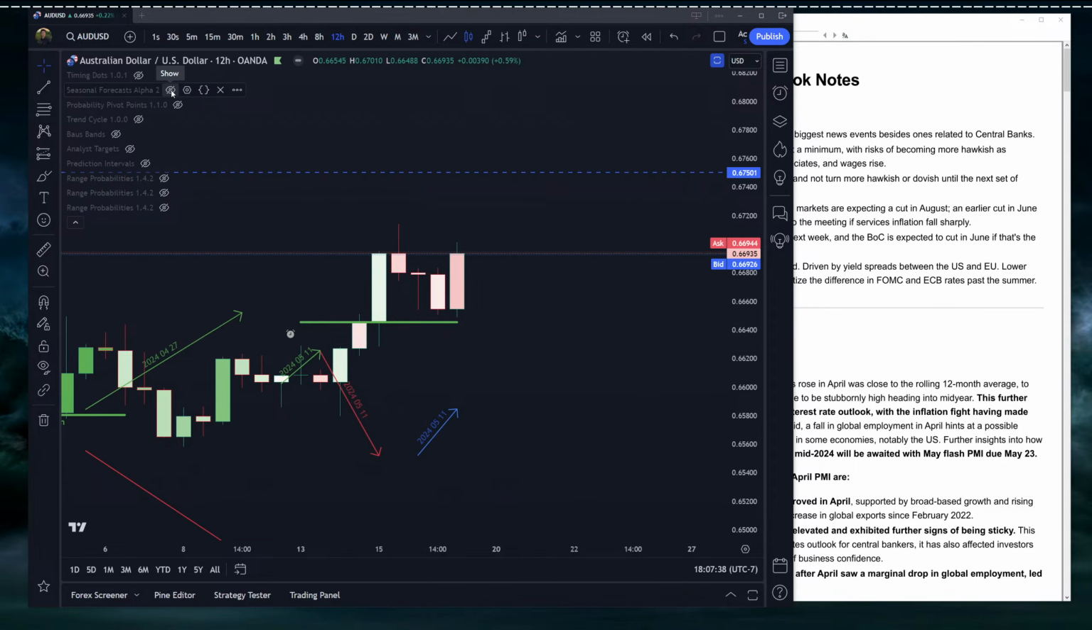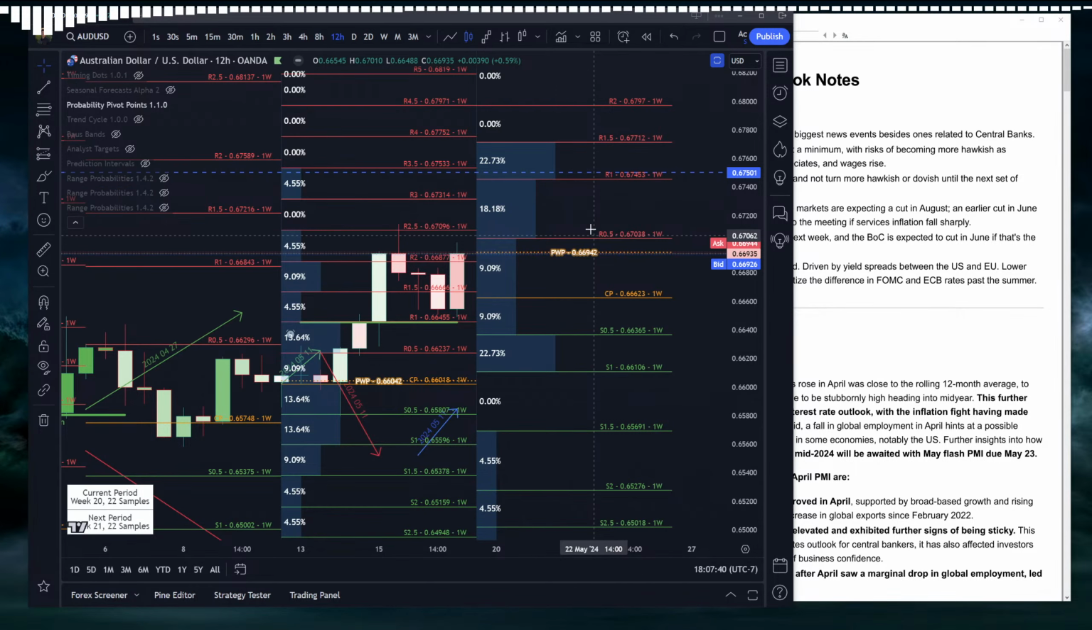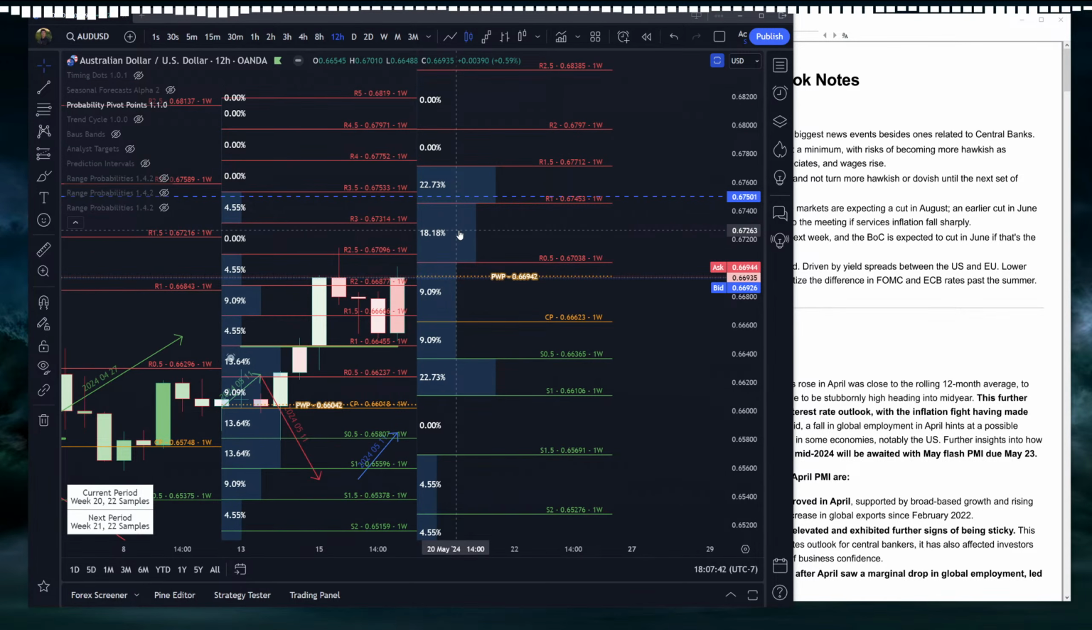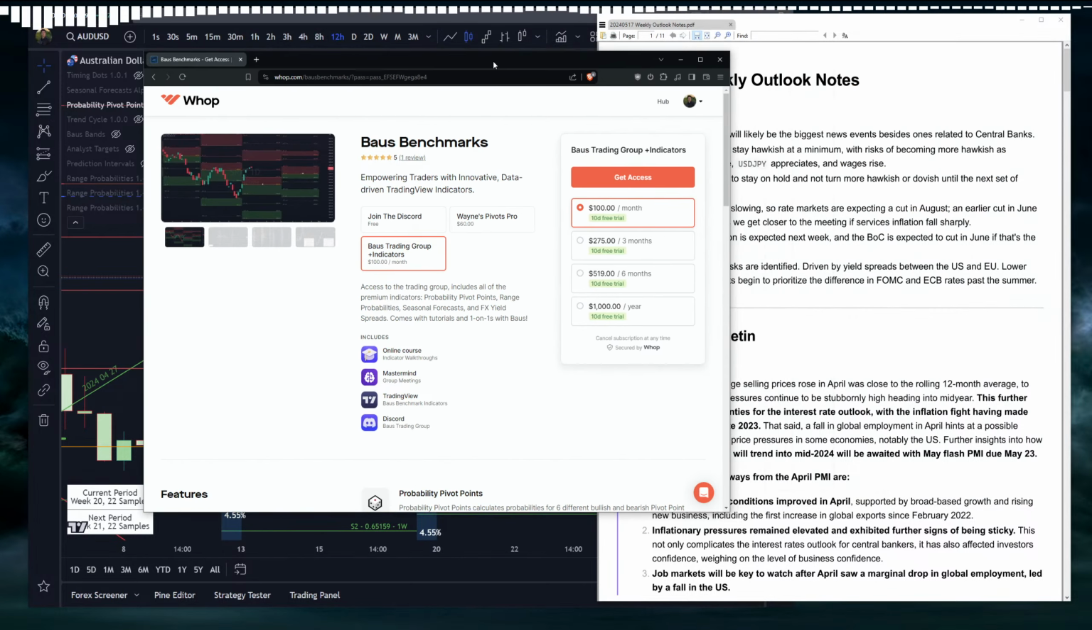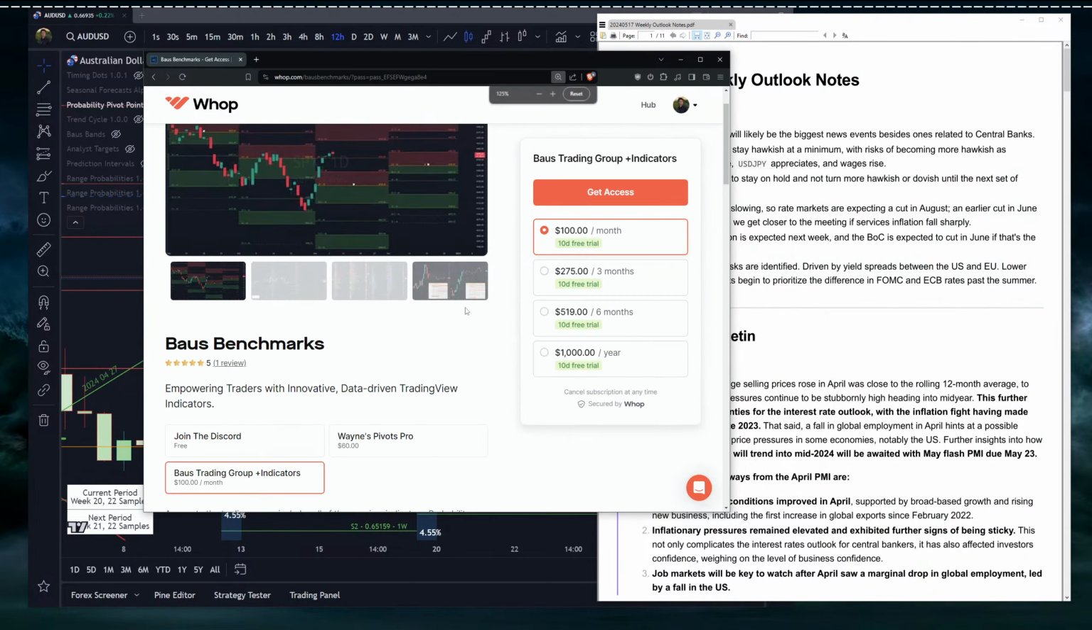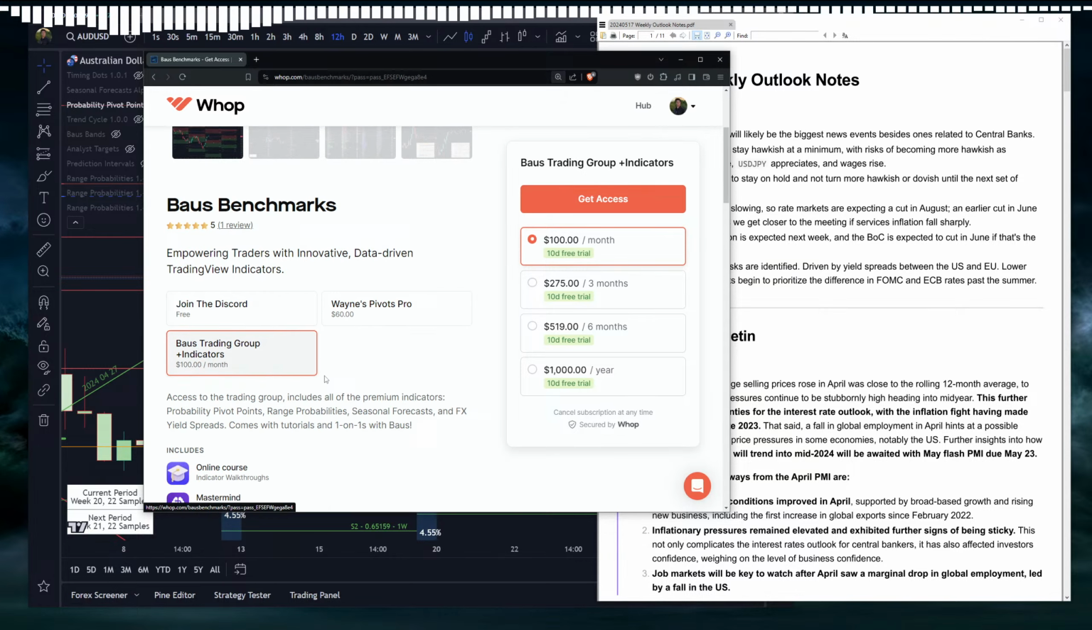Let's go ahead and look at the seasonal data. Most of the closes next week look like outlook notes. Oh, I think that was the wrong one. Here we go.